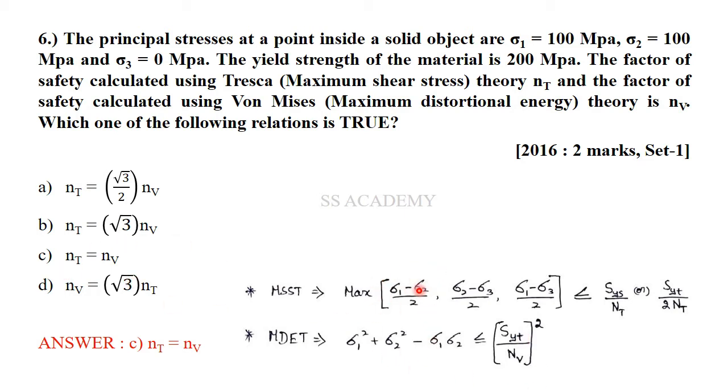Just by knowing this failure criteria, keep in mind sigma 1 minus sigma 2 by 2, sigma 2 minus sigma 3 by 2, sigma 1 minus sigma 3 by 2 is being applied. If you apply, you will be getting sigma 1 minus sigma 2 by 2, and sigma 3 is 0, so it will be sigma 2 by 2 and sigma 1 by 2. So eventually from this triaxial, you will be getting the biaxial failure criteria. So 100 by 2 is less than or equal to SYT by 2 divided by NT, so NT comes out to be 2. Similarly, if you substitute here you will be getting NV equal to 2. So NT is equal to NV is the answer.